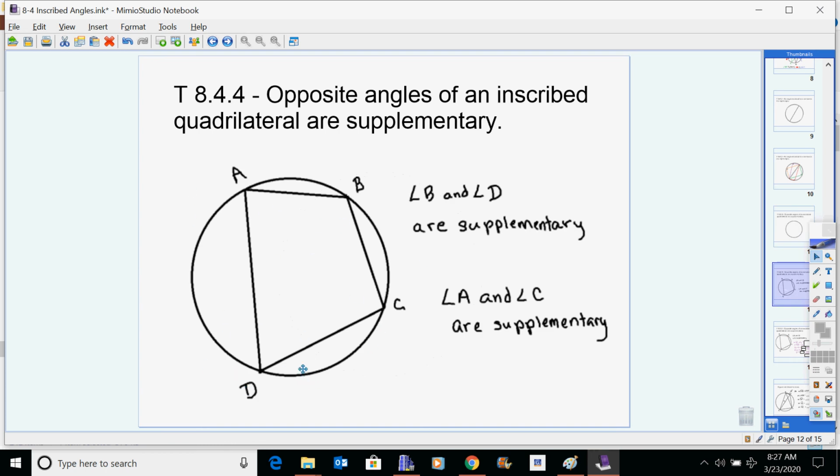What it tells you is that the opposite angles have to be supplementary. Remember, supplementary means they have to add up to 180 degrees. So this one plus this one has to be 180. This one plus this one has to be 180. And we're going to talk about why that makes sense. You're going to need to know as a fact for your assignment that A plus C equals 180 and B plus D equals 180.